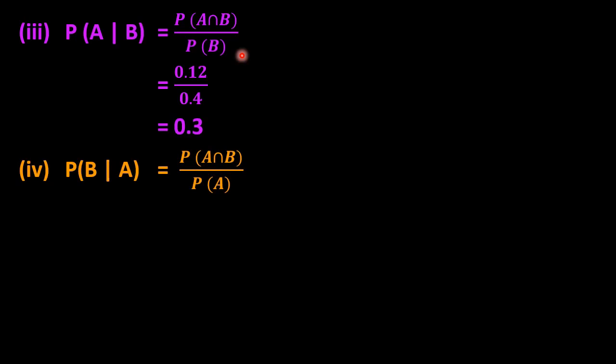Now let us find P(A by B), which is given by the formula P(A intersection B) by P(B). So P(A intersection B) we have already found out, which is 0.12, and P(B) is 0.4. So after putting the value and after simplification, we will get 0.3. And similarly, we will find P(B by A), which is given by the formula P(A intersection B) by P(A). P(A intersection B) is 0.12 and P(A) is 0.3. After replacing the value and after simplification, we will get 0.4.